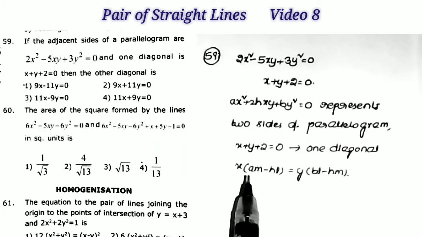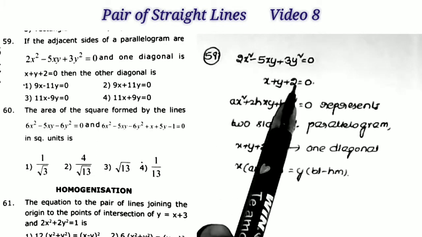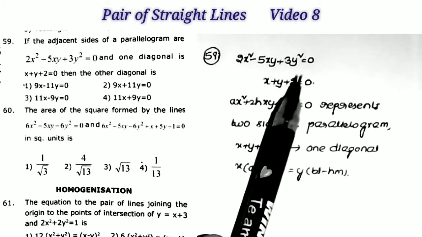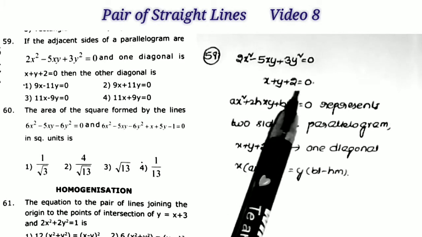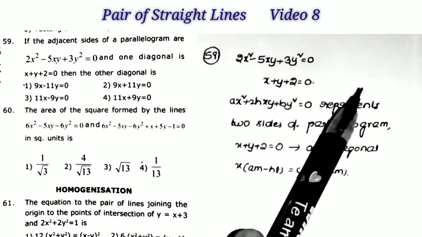Number 59. The problem is, if the equation 2x² − 5xy + 3y² = 0 represents the two adjacent sides of a parallelogram and one of its diagonals is x + 5y + 2 = 0, then what is the second diagonal?